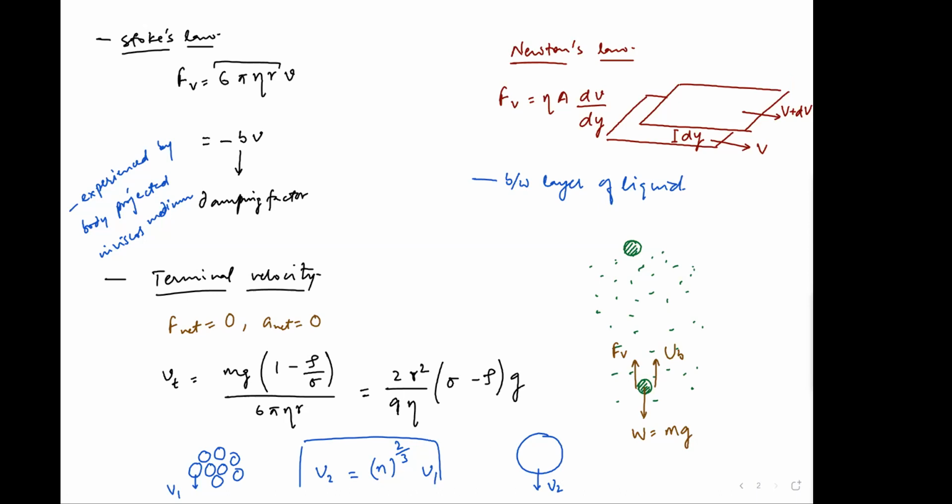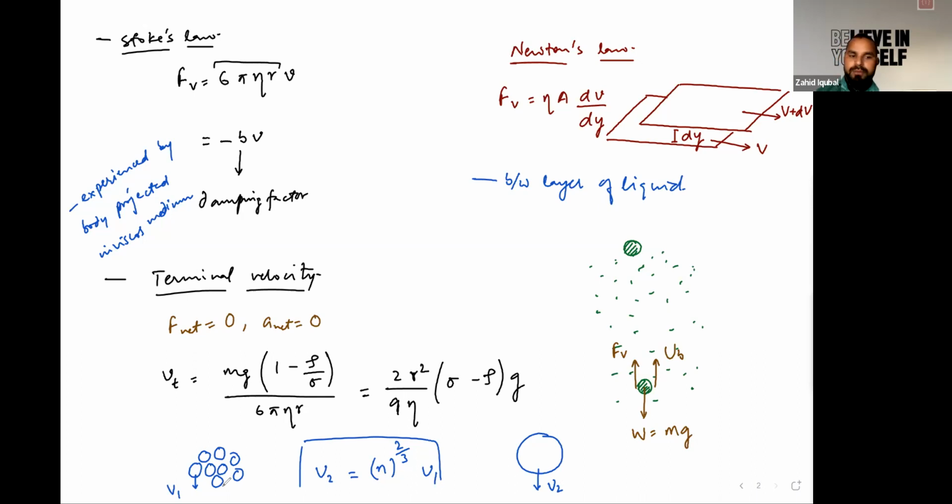So say it again. If you have n number of small drops falling at terminal velocity V1, and they recombine to form a single drop, what will be the new terminal velocity after combination? So this will be the relation. Is it clear? Yes, sir.